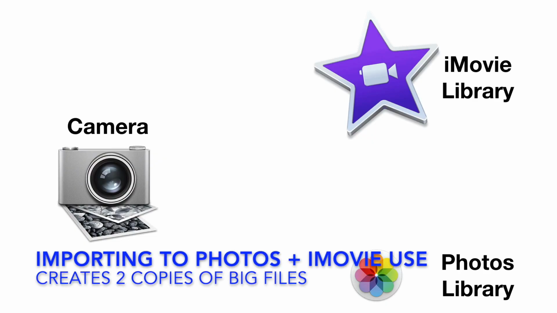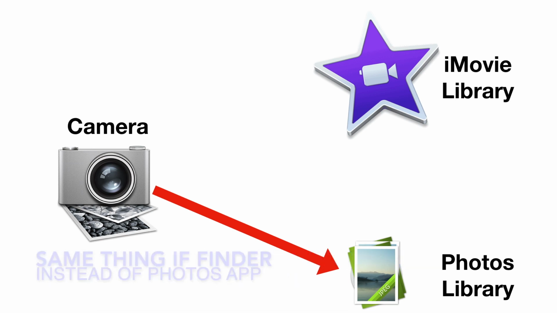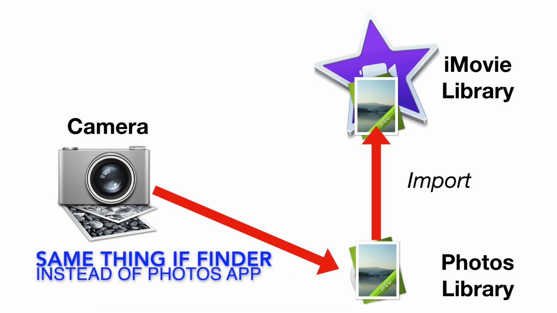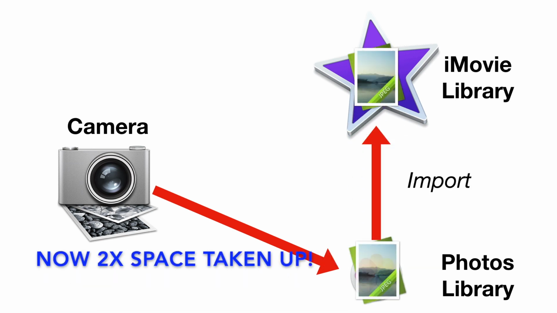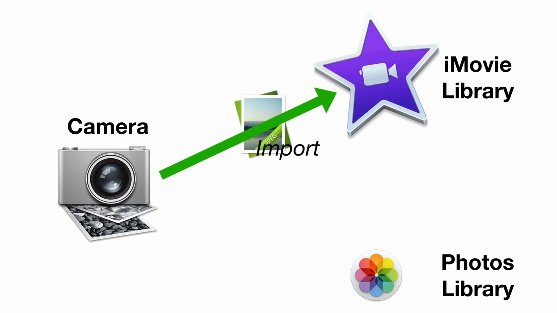Here's a little animation showing what happens when you import into Photos or the Finder. First you do the import. Then when you import into iMovie, you have two identical copies clogging up your hard drive. What I'm going to show you next is how to do the import directly into iMovie so you only have one copy.